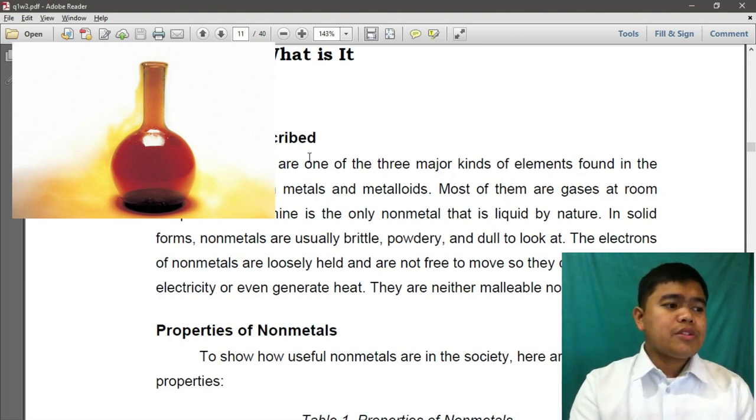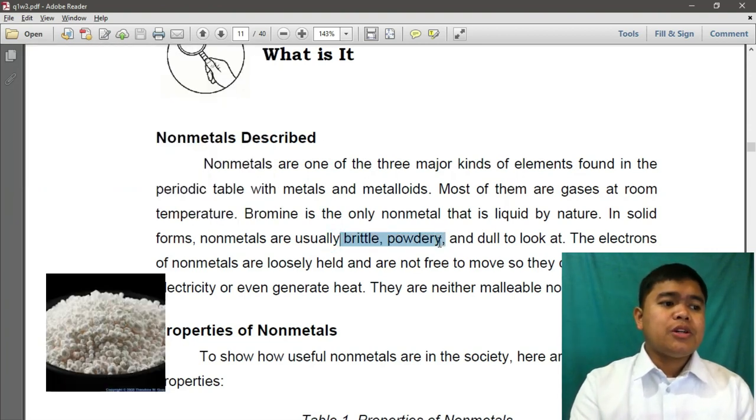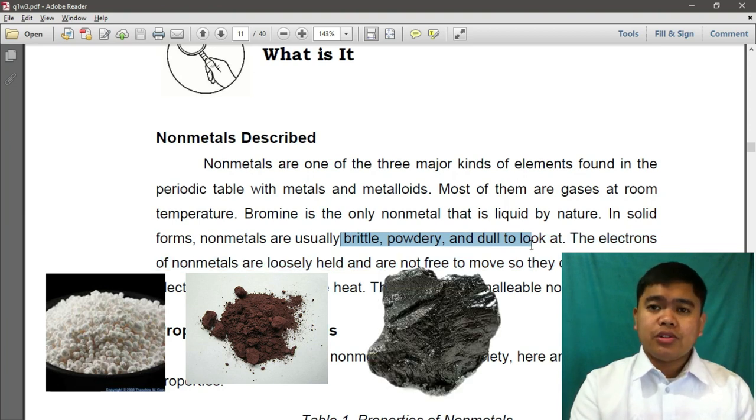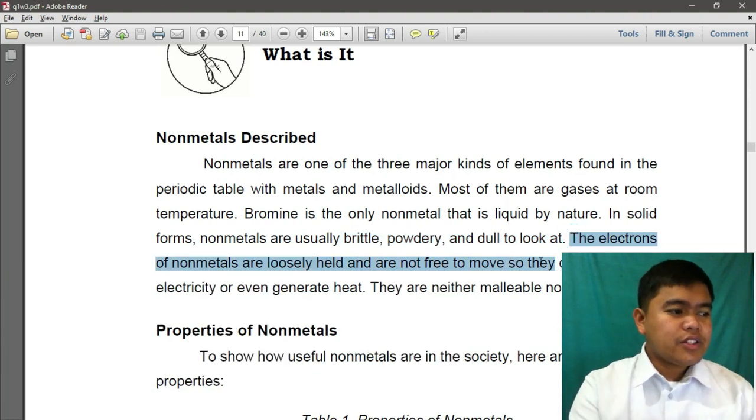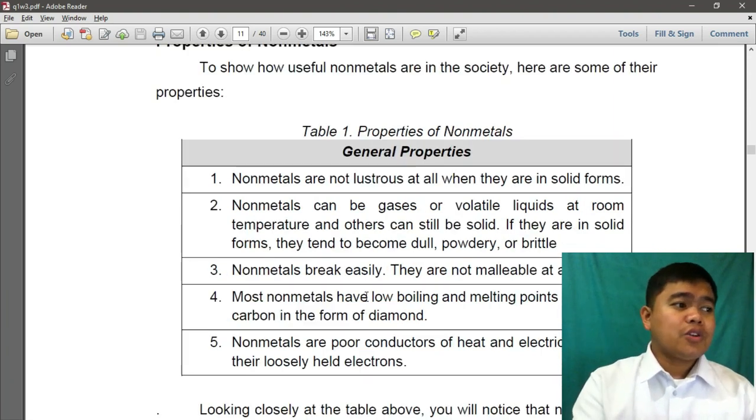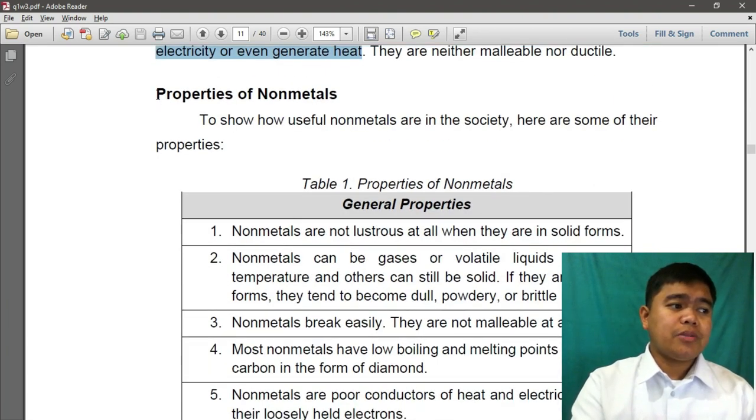So in solid forms, nonmetals are usually brittle, powdery, and dull to look at. Unlike metals, which are shiny, hard, ductile, and malleable, nonmetals are the exact opposite. The electrons of nonmetals are loosely held and are not free to move, so they cannot conduct electricity or even generate heat. So let's move on to the properties of nonmetals on page 7.